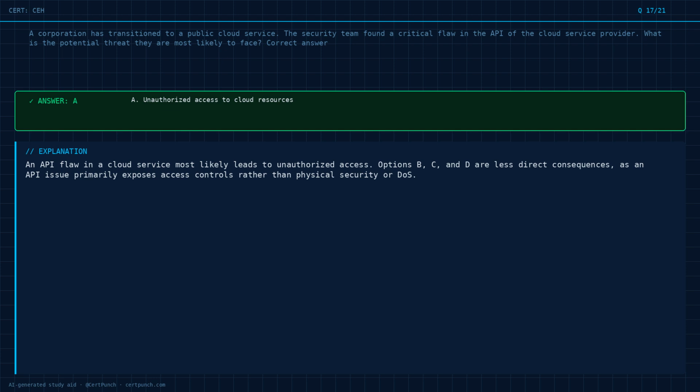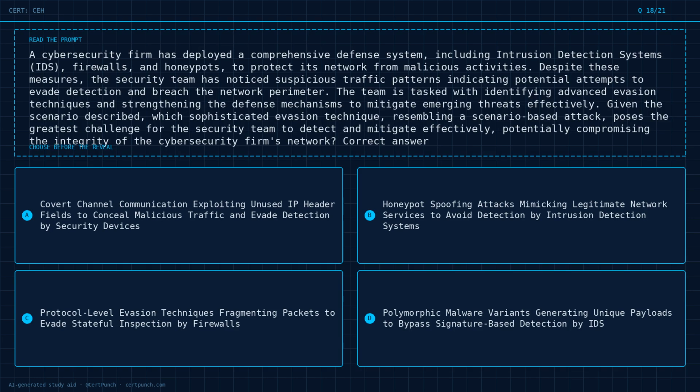Exam logic. An API flaw in a cloud service most likely leads to unauthorized access. Options B, C, and D are less direct consequences, as an API issue primarily exposes access controls rather than physical security, or DoS.